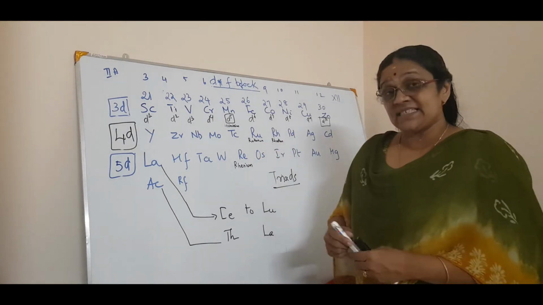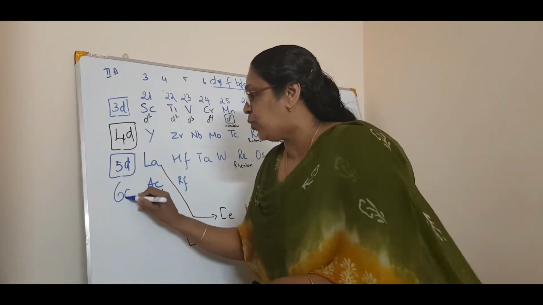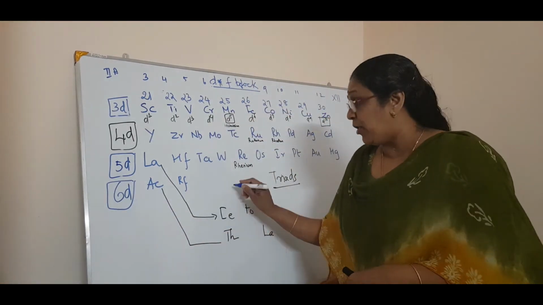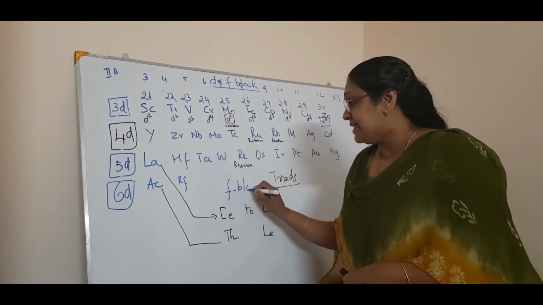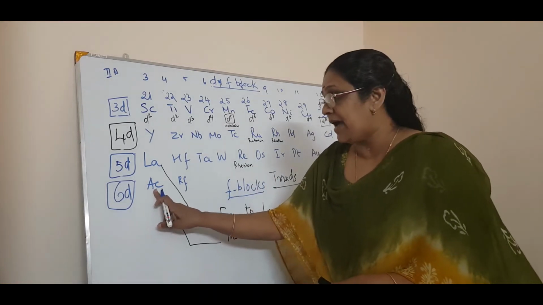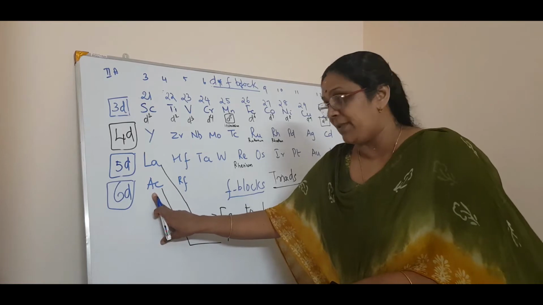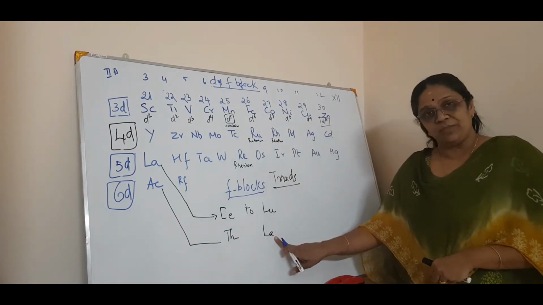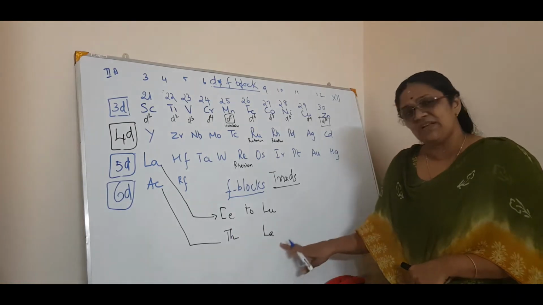Then comes the 6D series. 6D series you don't worry about it. Only the actinoid series will come. The F block elements will come in the 6D series. Okay, so that we will study later. That is starting from actinium. Actinium is a D block element. Then coming from thorium to lawrencium, that is the D block element. That we will see later.